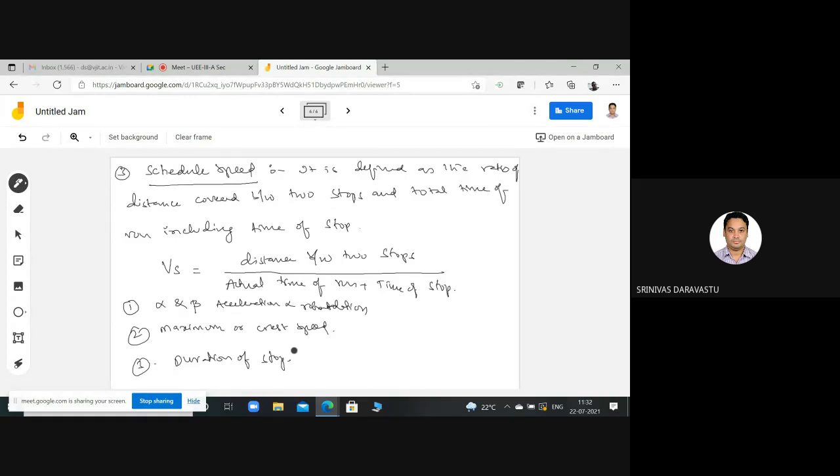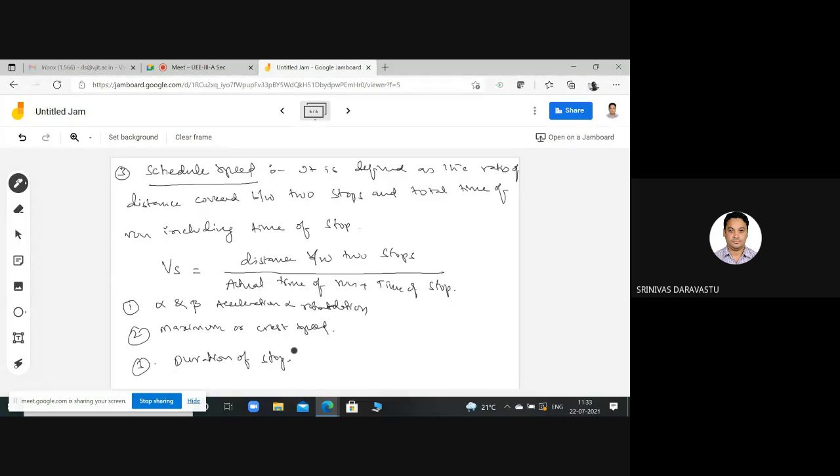For a given run and with a fixed crest speed, the increase in the acceleration will result in decreasing the actual time of run, which increases the scheduled speed. The variation in acceleration and retardation will have more effect on scheduled speed in case of shorter distances when compared to the longer distances. And second one is maximum speed or crest speed. With a fixed acceleration and retardation for a constant distance run, the actual time of run will decrease and therefore scheduled speed will increase with increase in crest speed.